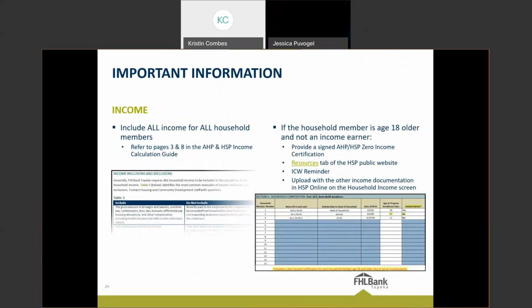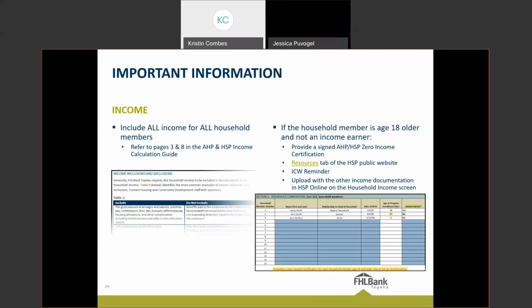Make sure to include all income for all household members. Reference pages 3 and 8 of the AHP and HSP Income Calculation Guide for income inclusions and exclusions. If the homebuyer is age 18 or older, but is not income earning, remember to have them sign a zero income certification. This document can be found on the Resources tab of the HSP public website. The ICW will populate a red font message if a zero income certification is needed, based on the information you entered regarding the household members.